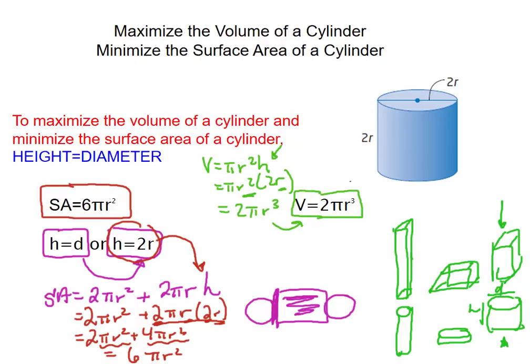So just very simply, if you cannot remember these formulas, you can simply take the surface area of a cylinder or the volume of a cylinder, and you can sub in 2r for the height. You'll get the exact same answer.